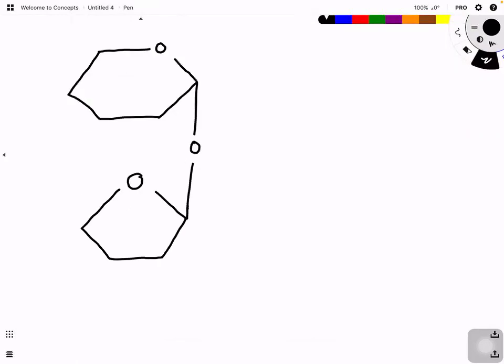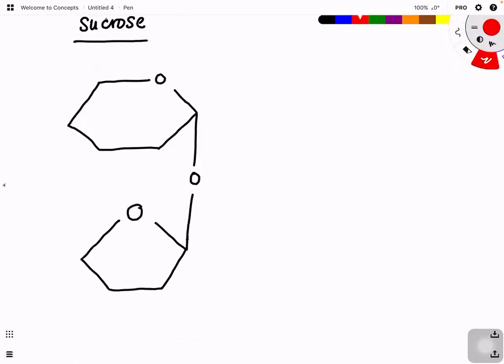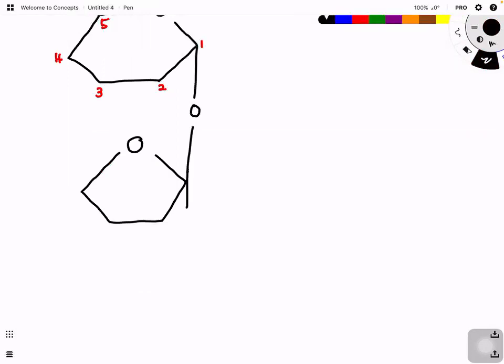Okay, so if I label here, this is carbon number 1 of the alpha glucose, carbon number 2, carbon number 3, carbon number 4, carbon number 5. Where's carbon number 6? Outside of the ring, carbon number 6. Clear now? Okay, for fructose, carbon number 1 is also outside of the ring. This is carbon number 2, number 3, number 4, number 5. Where's carbon number 6? Again, outside of the ring. This is carbon number 6.